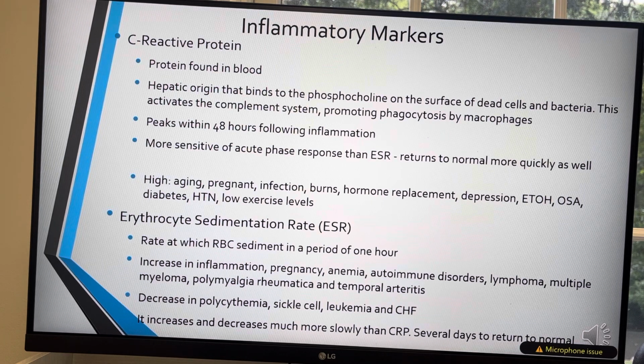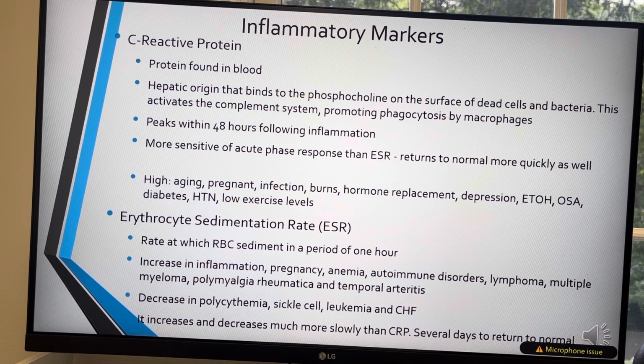There are some inflammatory markers that you as the provider can order. These are blood tests. Now, these are non-specific, so they'll tell you, is there inflammation going on, yes or no? That's it. But that can help you narrow down your differential list sometimes.